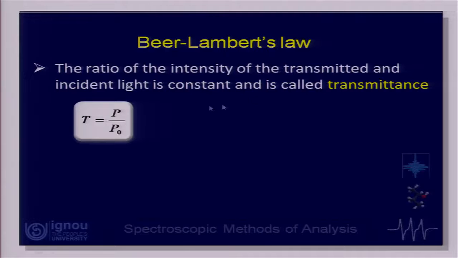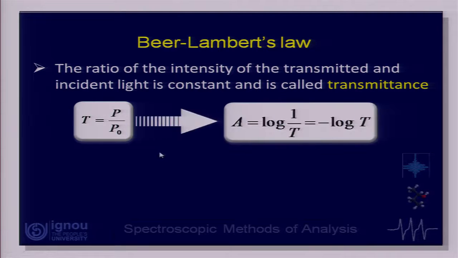Let us go further and talk about a few more important terms, and one of them is what is called transmittance. Transmittance is nothing but the ratio of P to P naught. P is the intensity of the transmitted light and P naught is the intensity of the incident radiation.